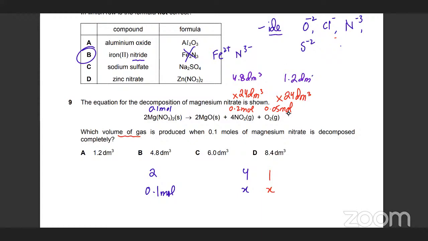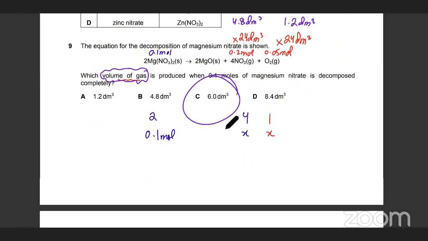So remember, he's not talking about a single gas, he's just talking about the total volume of gas. He's not talking about what amount of NO2 gas or what amount of O2 gas. You're going to combine both of the gases. So it's going to be 6, that's going to be your answer in this case.